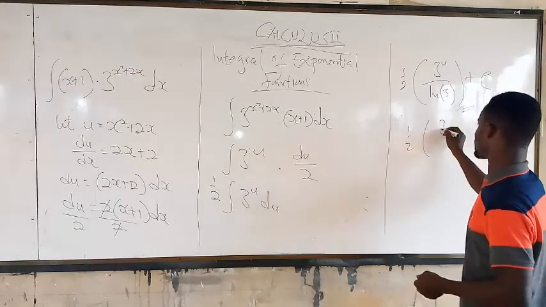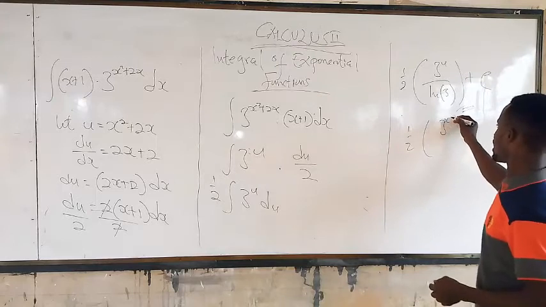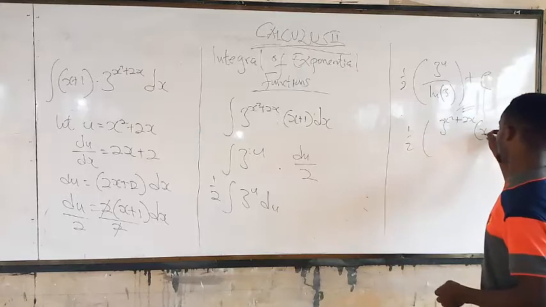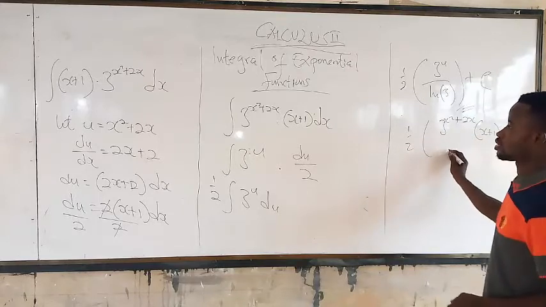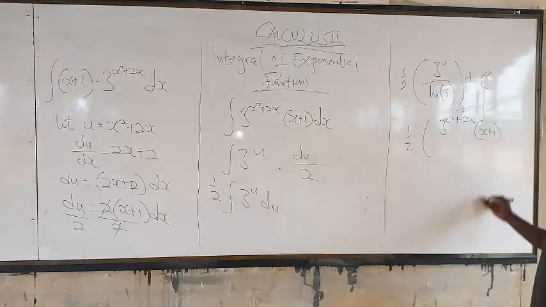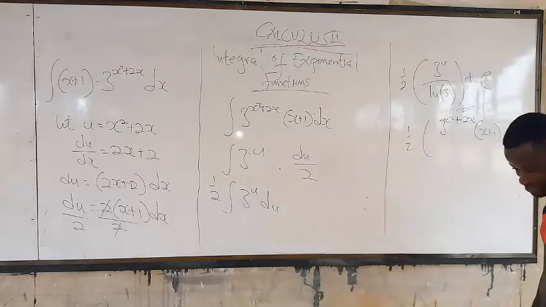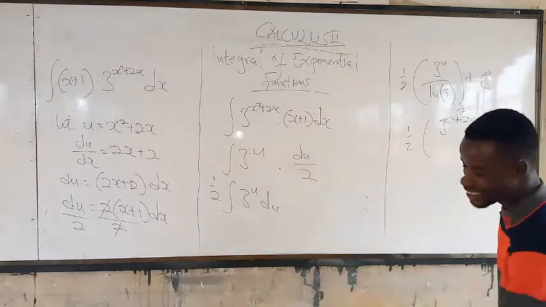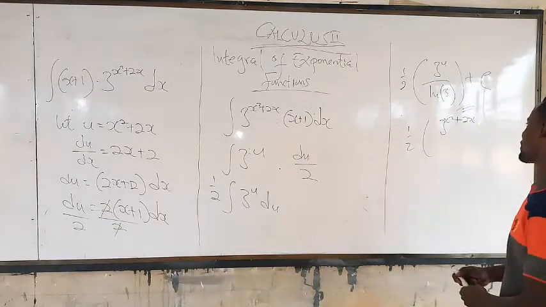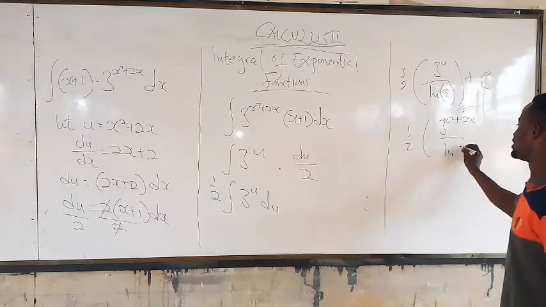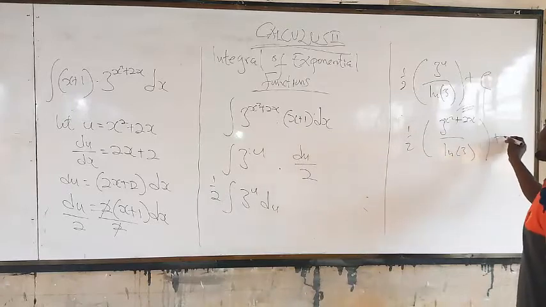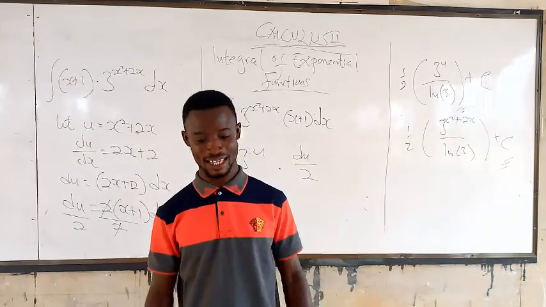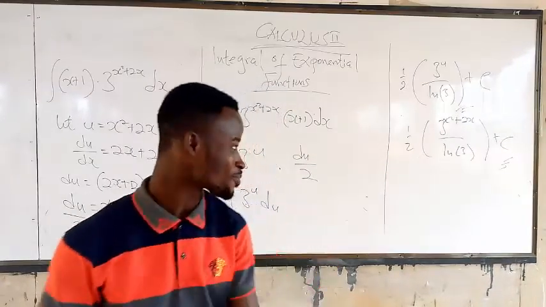So this becomes, don't end it, 3 raised to the power s squared plus 2s, and then you can just write it as s squared plus 2s over natural log of 3 plus c, and that is all. Yes, that is all.